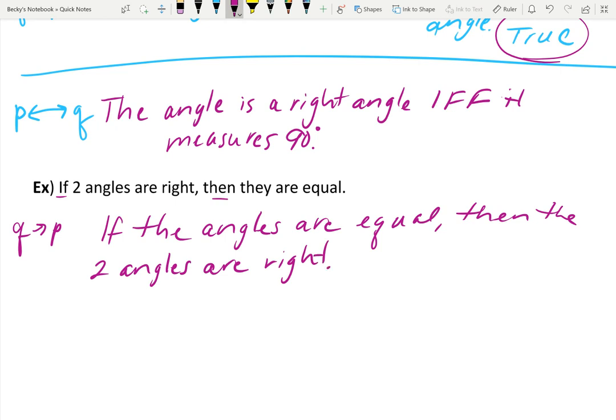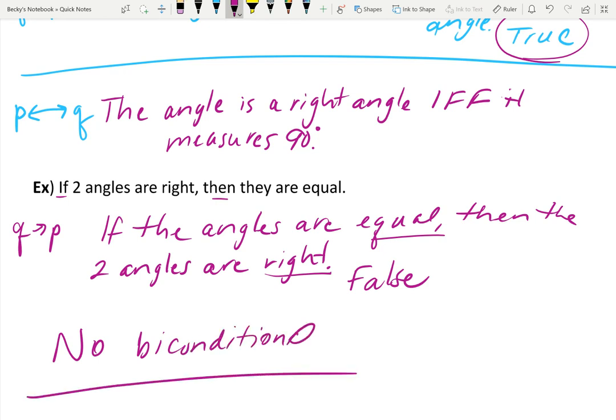Okay, so I have to decide if this is a true or false thing. If the angles are equal, then they're a right angle. And we know right angles are 90 degrees. So can you have angles that are equal that aren't 90 degrees? And you can. You can have two 30-degree angles or two 40-degree angles, and I could keep giving you examples forever, right? So this is a false statement. So I am not able to write a biconditional. So there is no biconditional for this one. Can't do it.